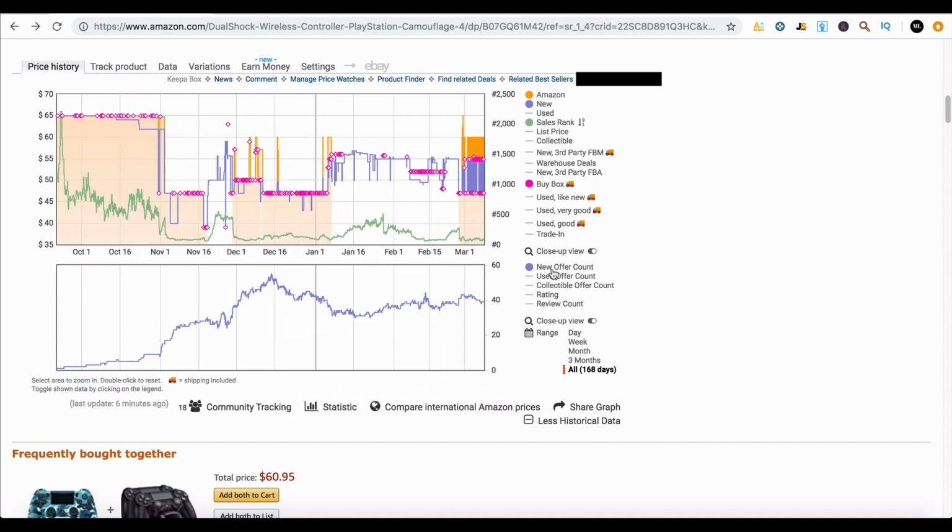All right, so that is how you read Keepa to minimize your risk as much as possible, and how you determine if a product is a winner or a loser.